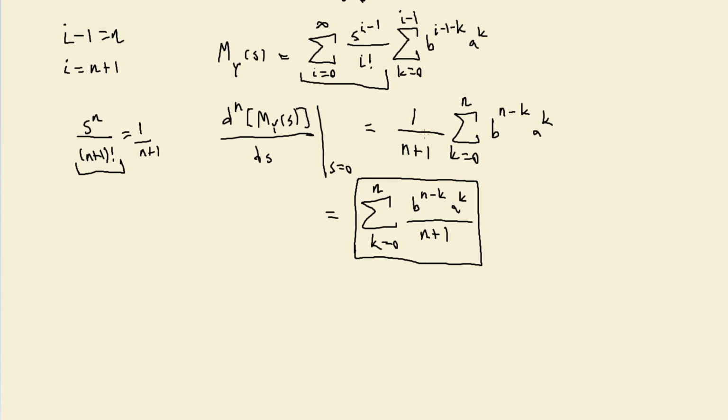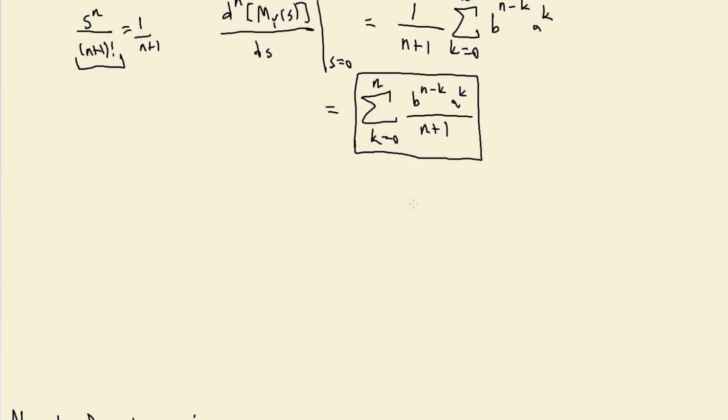And let's just test this out to see if this is even accurate. If we want the first moment of our distribution, that would tell us to index from k equal to 0 to 1. The first term in our series would be b to the power of 1 minus 0 times a to the power of 0. So that's just going to be b, and then we'd be dividing by 2. And then the second term in our sum is going to be b to the power of 1 minus 1, which is just 0, times a to the power of 1. And so this is going to be a divided by 2. And so we get b plus a divided by 2. And that is the mean of a uniform distribution.